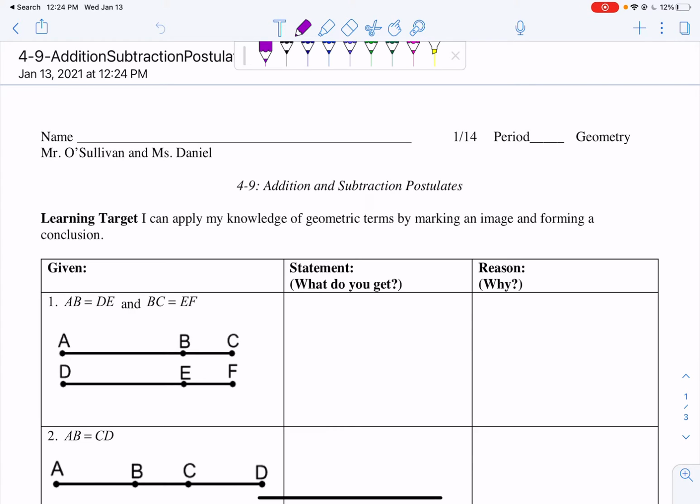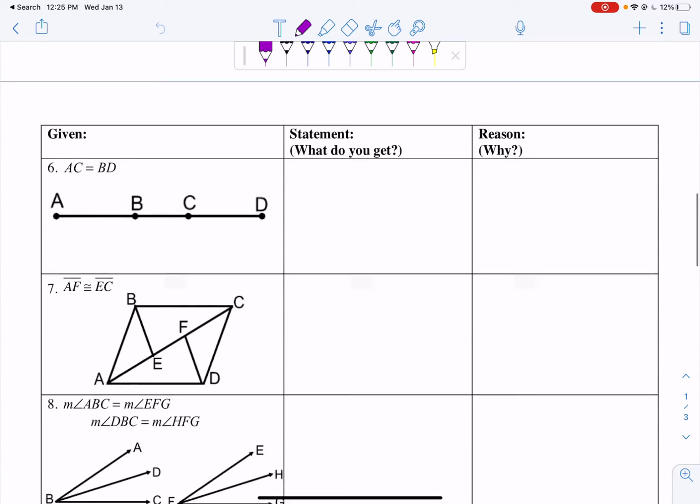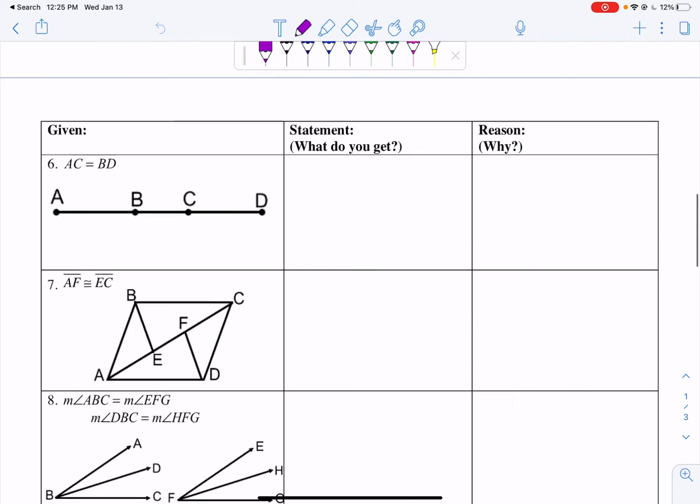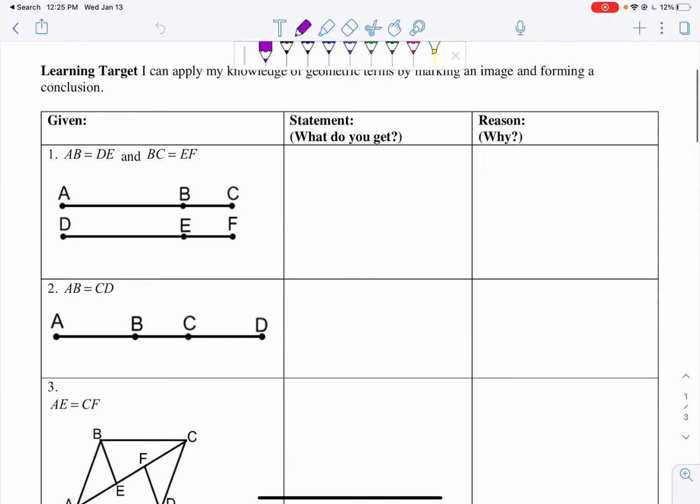We want to know by the end of the lesson how we can apply our knowledge of these terms to not only just mark an image, but to form a conclusion. So if you look, I'm not giving you the conclusions I want you to make. I'm giving you all the givens. So I'm giving you all the information you need, and what we need to do together is make our conclusions. So let's look at these examples, and we're going to take them nice and slow. We're going to take our time on Zoom, so in case you wanted to just watch this YouTube video for extra help, go ahead. So in our first situation, we have AB equals DE and BC equals EF.